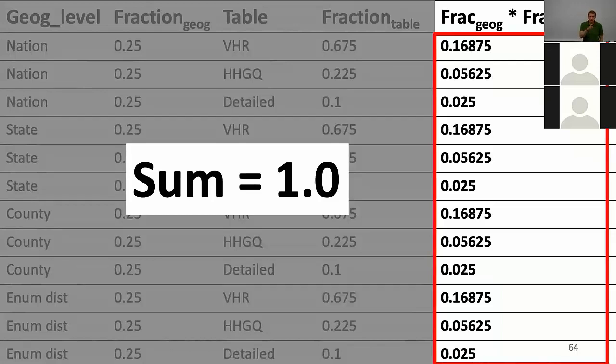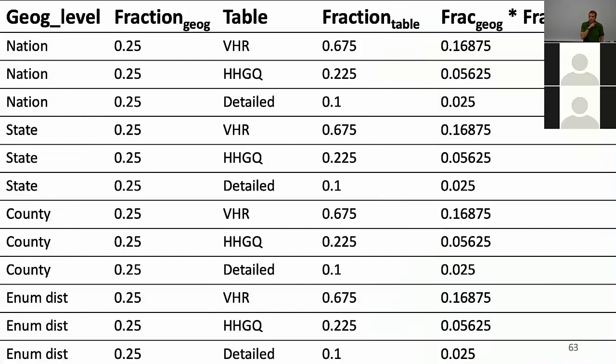So if we look at the nation VHR option, we see that it gets 0.16875 of the fraction. The key thing to keep in mind today is that the higher that fraction is, the less noise gets injected into that table. The less noise that's injected means more accuracy is allowed. They're infusing less noise. That means that table is going to be more accurate. You can see that the detailed table is getting 0.025 of the privacy loss budget. That means that it is going to get the most noise infused into it, and that is going to be the less accurate table that comes out. The data is going to be less accurate than what we had.